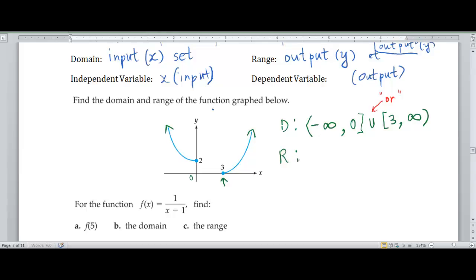Let's look at the range, look at the y values. So now what's the smallest y value for this graph? Is y negative here? No, so the smallest y value we have is 0. Is 0 included? Yes. And then it goes all the way up to infinity.